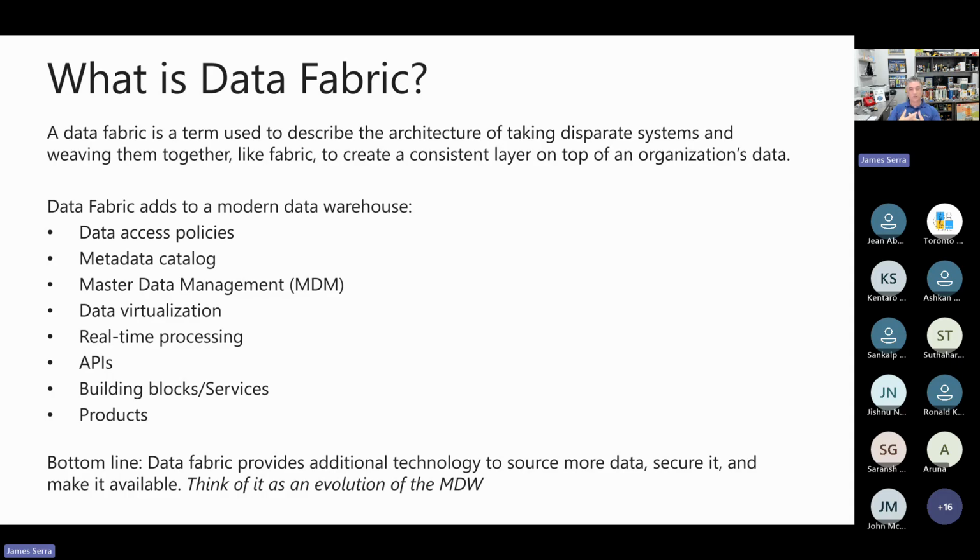So it adds a lot of features to a modern data warehouse, things like real-time processing. It may have additional security. It may have a metadata catalog like Purview with it. It may master the data. It may have a virtualization layer. So all these things that are added to a modern data warehouse make it a data fabric. Now, a lot of people have just replaced the term modern data warehouse with data fabric, and so you can think of a modern data warehouse as an older version of a data fabric. A data fabric can handle that additional data and make it more secure.